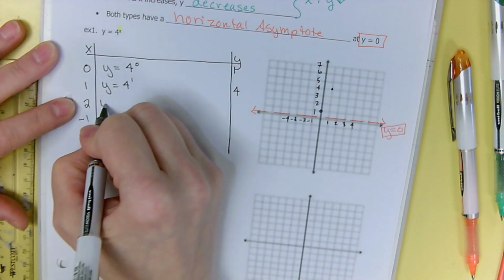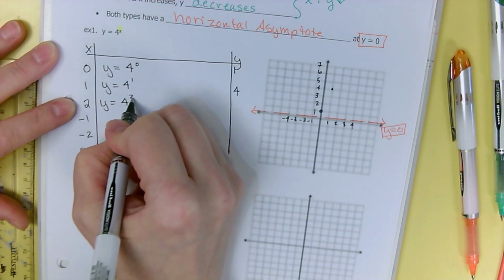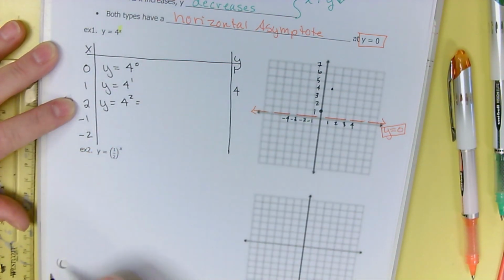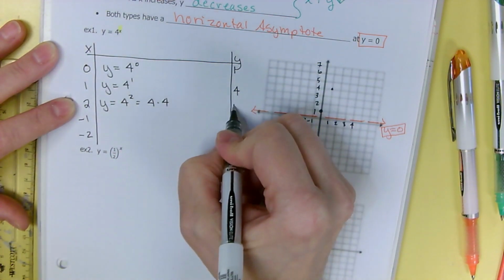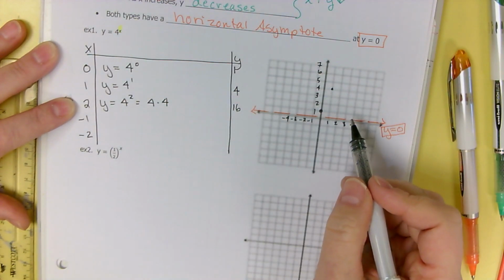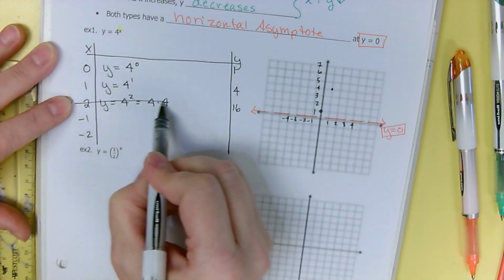Let's try 2. Y equals 4 to the power of 2. 4 to the power of 2 means you have 4 times 4, 2 4s multiplied together, which is 16. That one's gone from our graph, so we're not going to use that one.